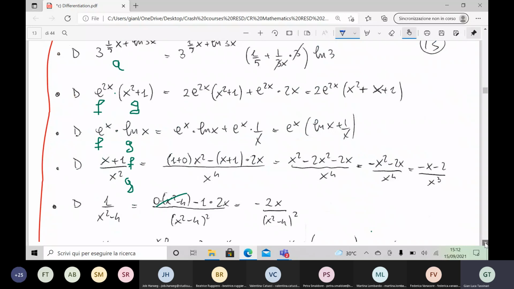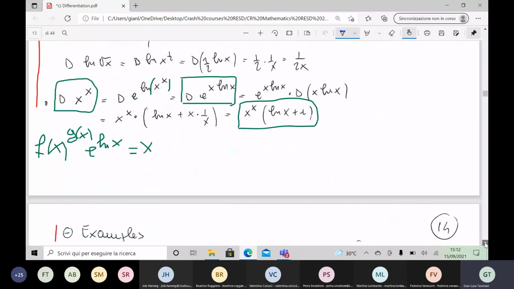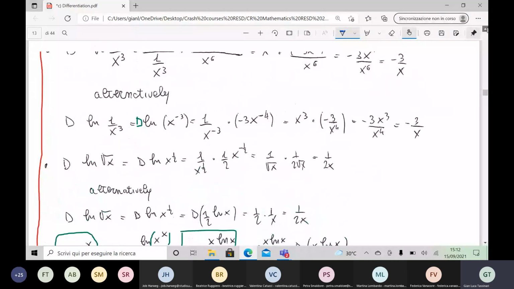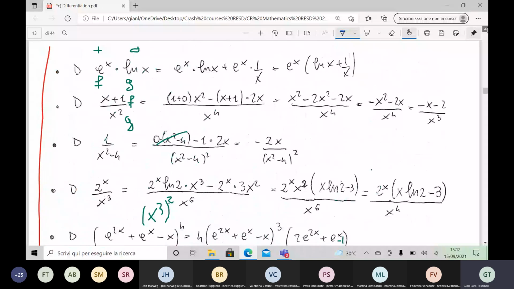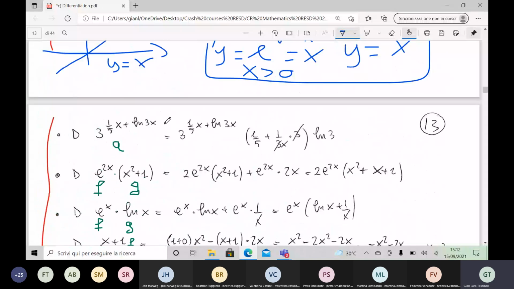Okay, wait a little bit. We go a little bit on, but then let me see. We do other derivatives. Okay, guys, suppose you have to derive this function: 3 to the power 1 over 5x plus ln of 3x. Ignore this a, probably this is linked to an explanation of last year. In reality, if you want, you can cancel it, okay?